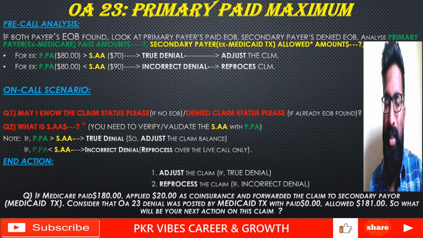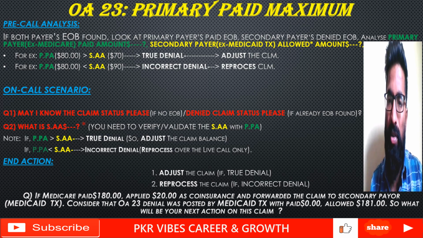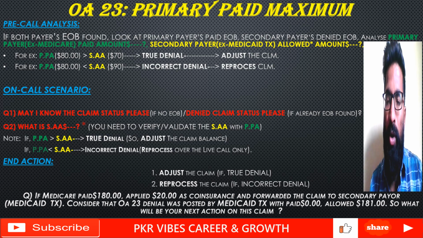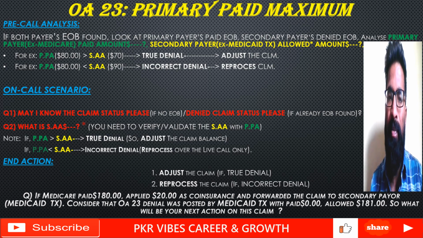Because you have to validate the primary insurance paid amount with the secondary insurance allowed amount. If you know how to validate these amounts, you can close this claim easily, without calling the payer also. So validation is very important on the OA23 denial.